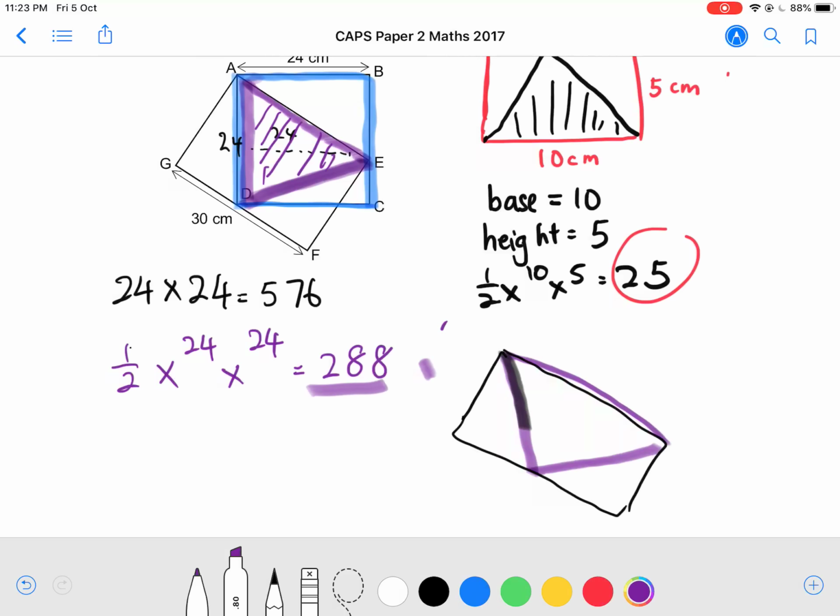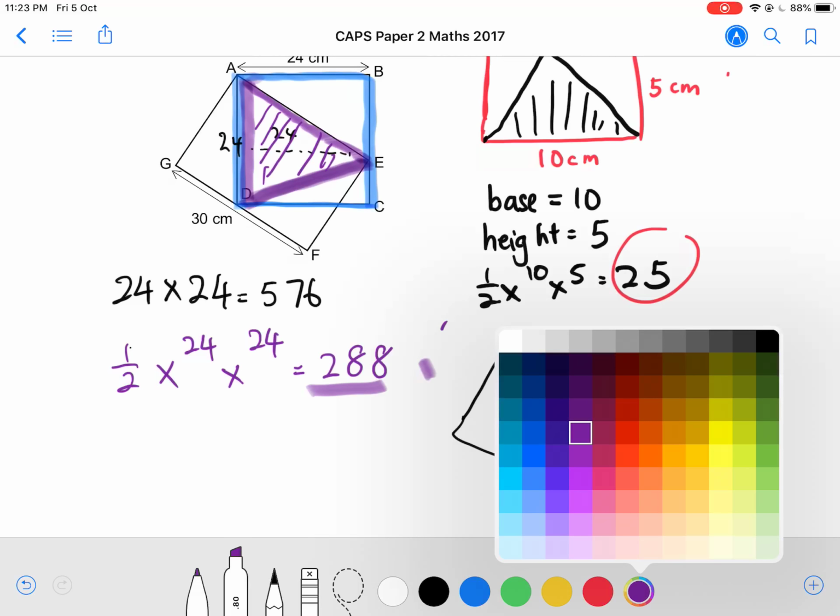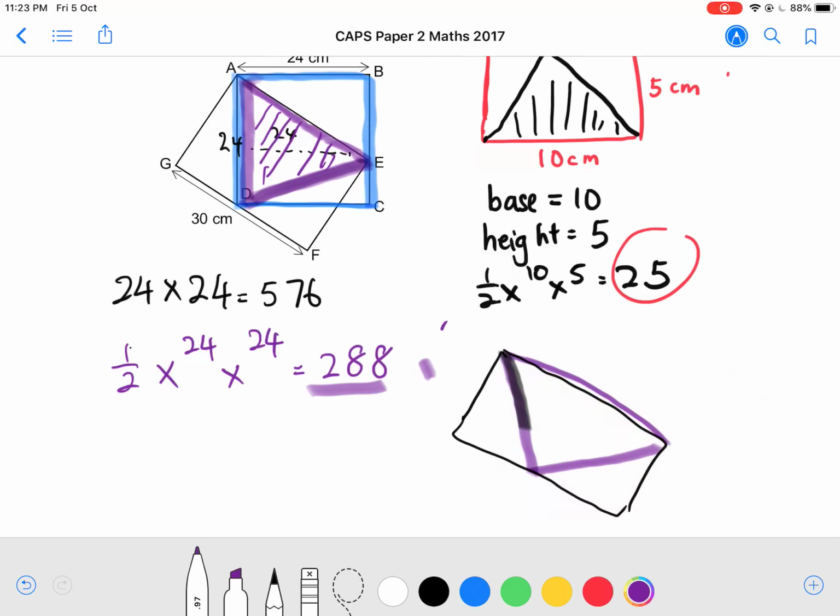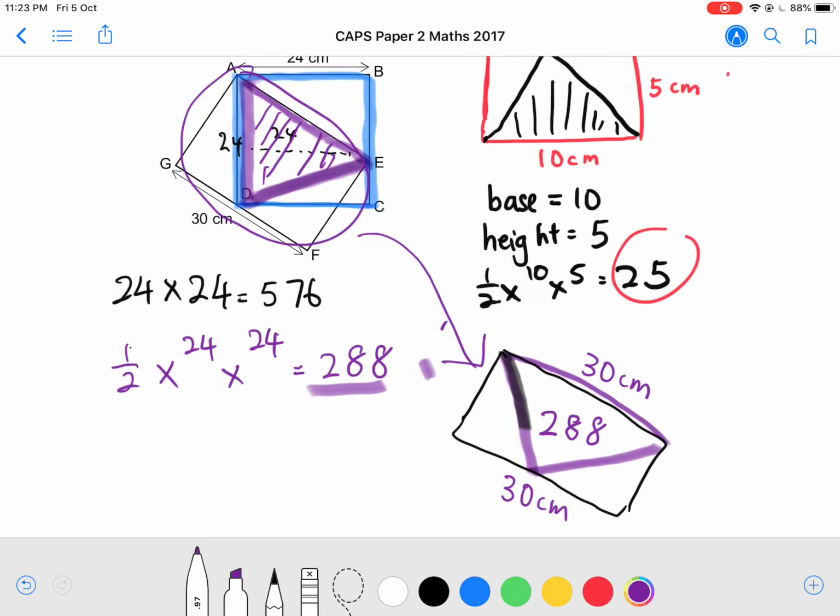And just now we actually found out that the area is 288. Alright, I just took out this part of the rectangle. I just took it out. And you know that this is 30 cm and that's 30 cm. So do you think you can now find what is the height?